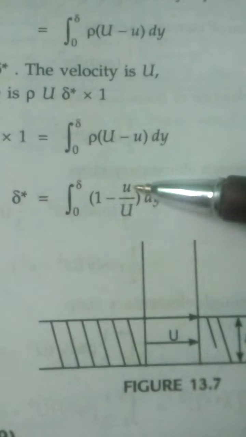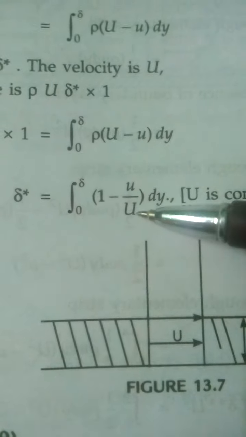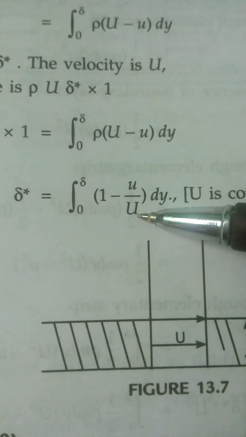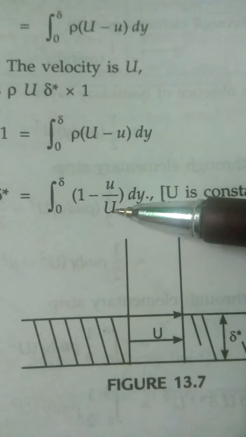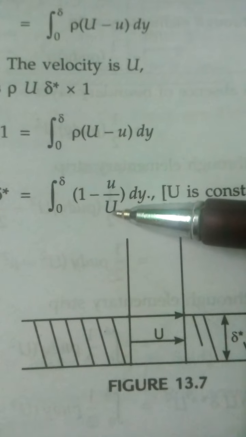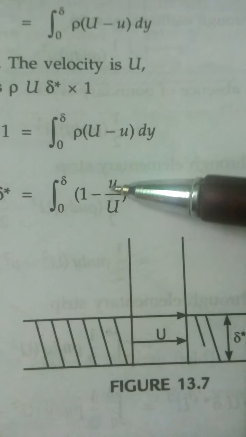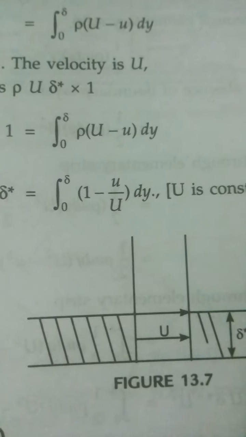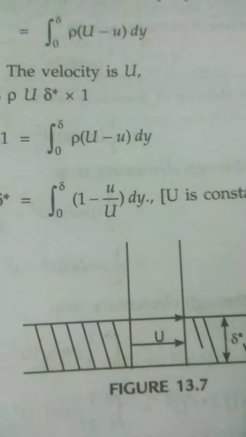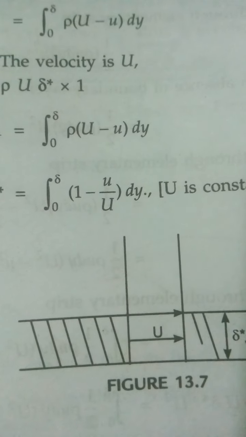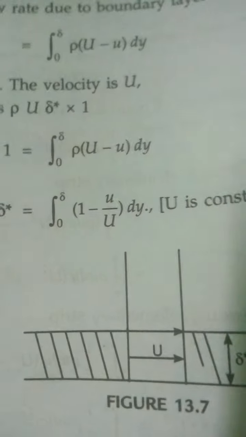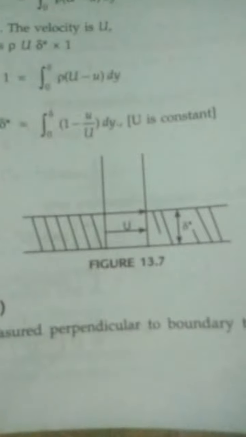Now you must understand what is small u and what is capital U. Capital U, I have told you, is the mainstream velocity, it is a constant, but small u is variable. This u may be a function of x, y or z, but if it is two dimensional, it is x, y, and in one dimension it is only x or y. Now this is the figure of delta star.